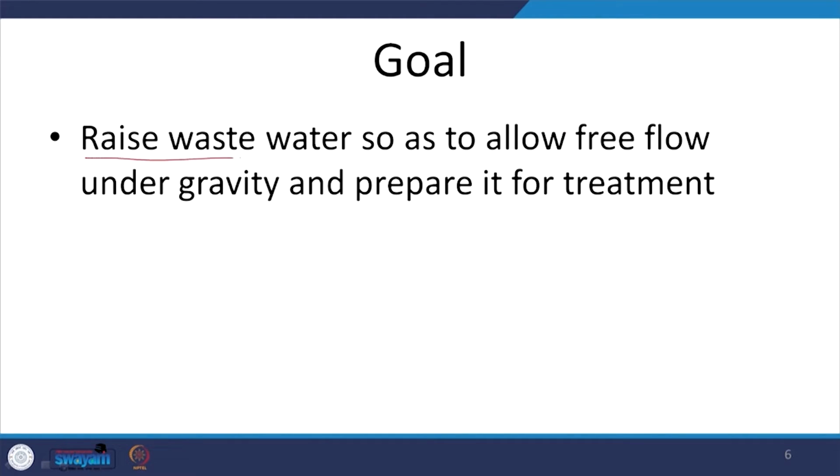Primary goal is to raise wastewater so as to allow free flow under gravity, and also prepare it for treatment by removing the grit or the particles that can mess up my machinery. I again do not want plastic waste and such to go into the stream, that is the river. Other than that, I also do not want to have high maintenance in my plant. So, I need to look at preparing the wastewater for treatment. So, that is my primary goal.